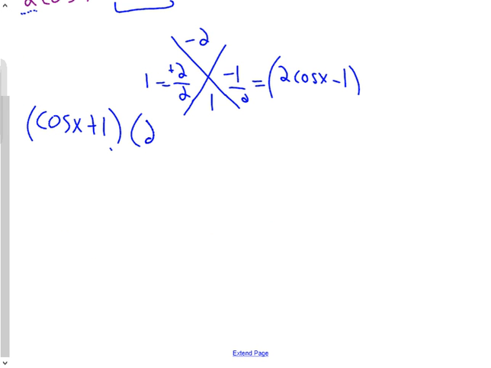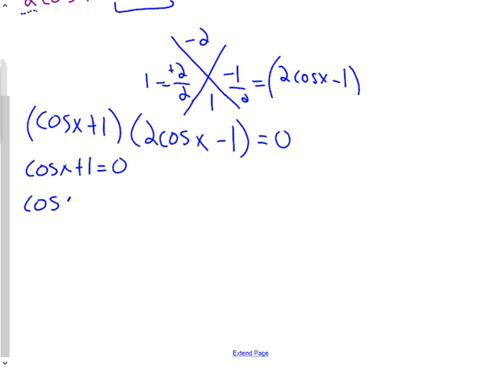If you've got a question on how the factoring works, feel free to ask in class, or check out a factoring video for a not equal 1. And setting each piece equal to 0 now. Cosine of x plus 1 is 0, which gives us cosine of x equals minus 1. The other side, we get 2 cosine of x equals 1, right? Plus 1 to both sides, and then divide by 2.